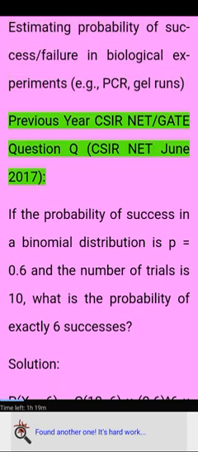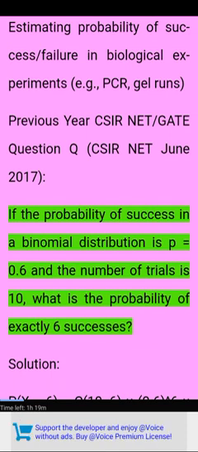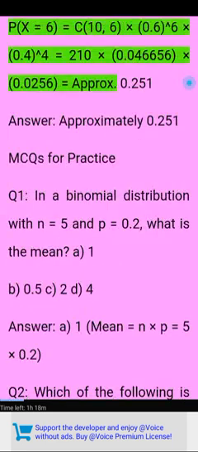Previous year CSIR-NET GATE question. CSIR-NET June 2017. If the probability of success in a binomial distribution is p equals 0.6 and the number of trials is 10, what is the probability of exactly 6 successes? Solution.